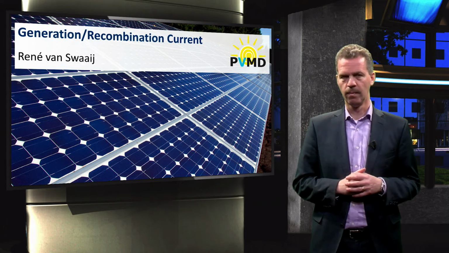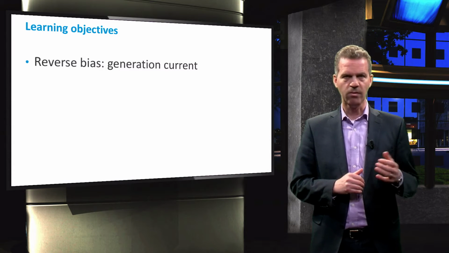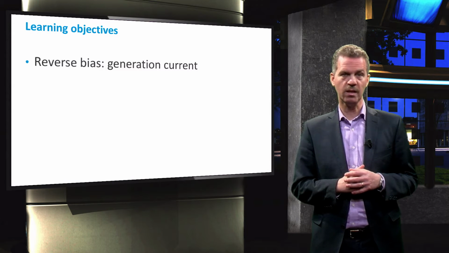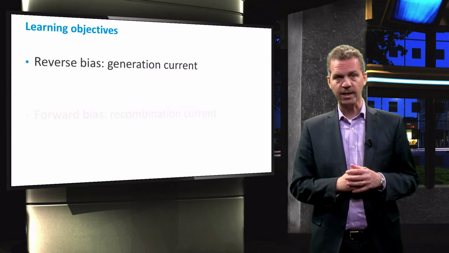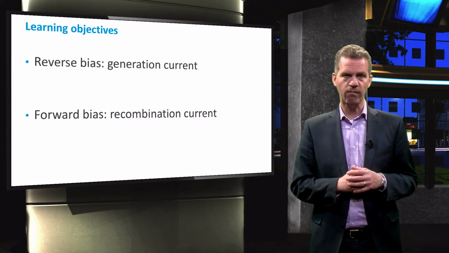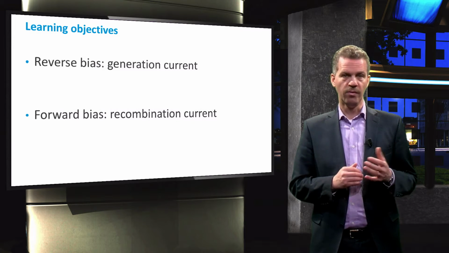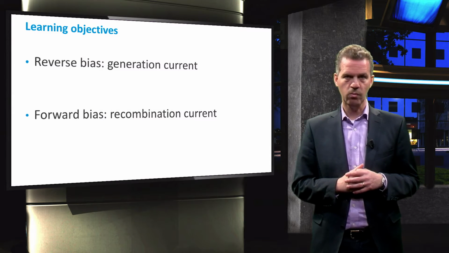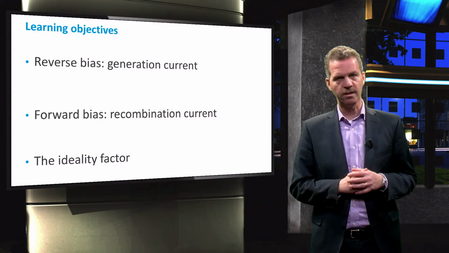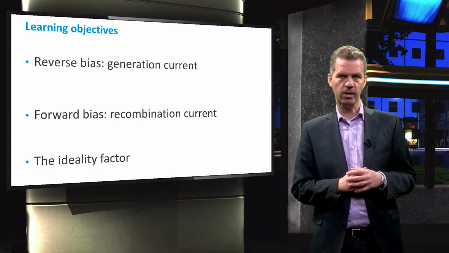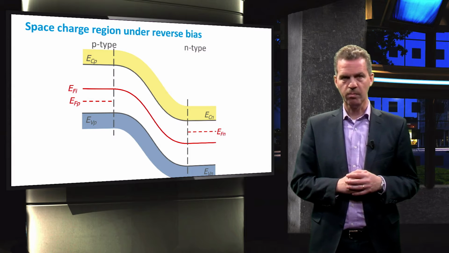region of the device. Therefore, we will first look at the space charge region under reverse bias and derive a contribution to the current that is particularly visible in reverse bias, the generation current. Next, we will focus on the space charge region under forward bias and the more detail on the recombination taking place in that region. This recombination leads to the derivation of the recombination current. Finally, we will direct our attention to the ideality factor, which describes the behavior of a diode. We will start with the space charge region under reverse bias.